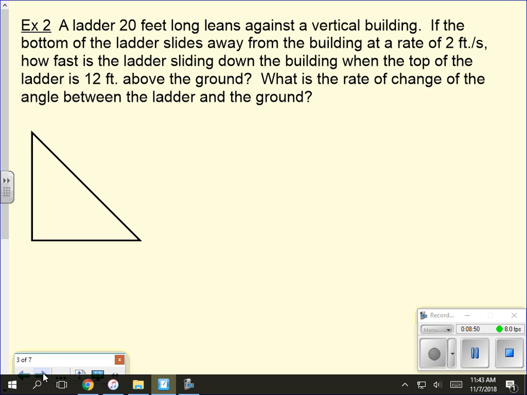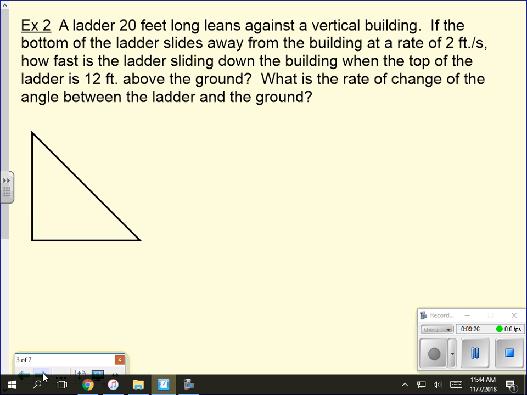A ladder, 20 feet long, leans against a vertical building. The bottom of the ladder slides away from the building at a rate of 2 feet per second. How fast is the ladder sliding down the building when the top of the ladder is 12 feet above the ground? What is the rate of change of the angle between the ladder and the ground? So I have 2 questions I need to answer. How fast is the ladder sliding down the wall? How fast is the angle between the ground and the ladder changing? 2 different problems. We will attack one at a time.